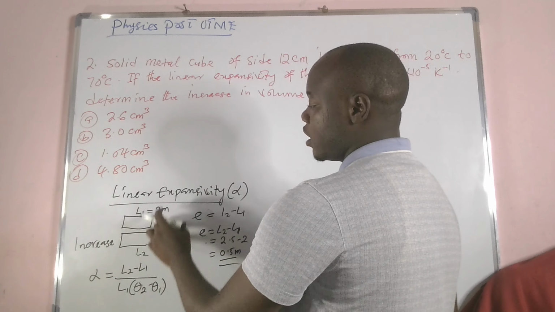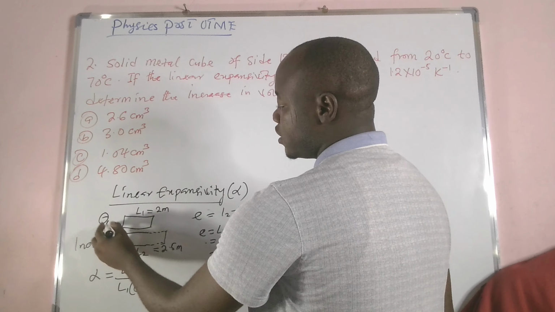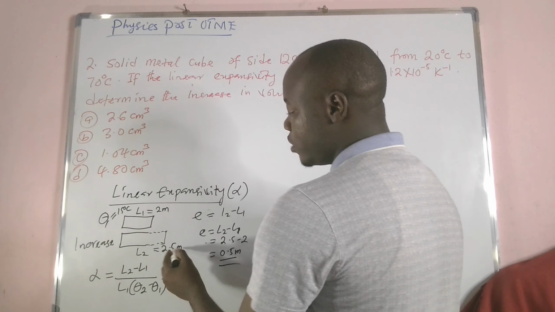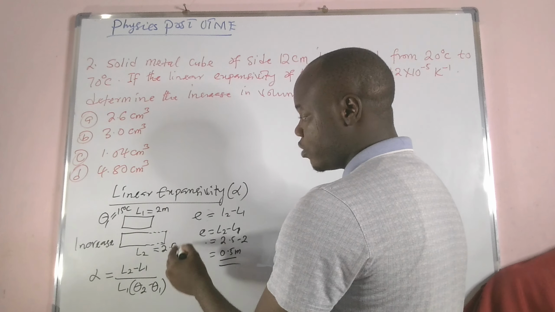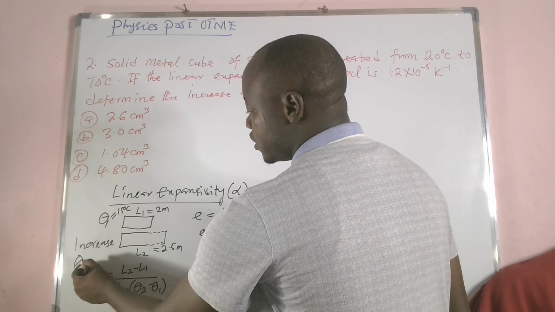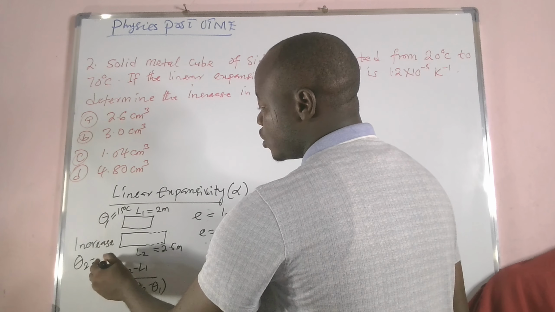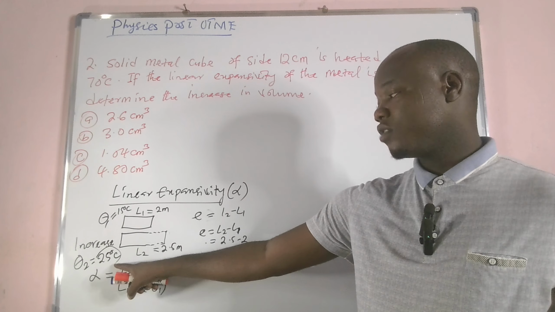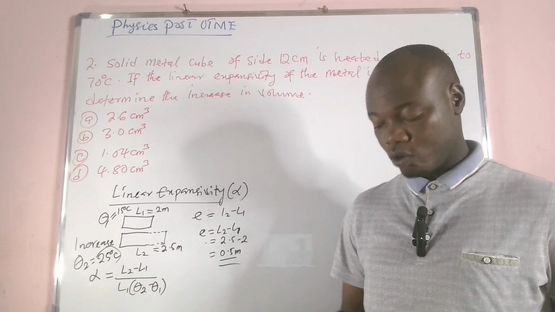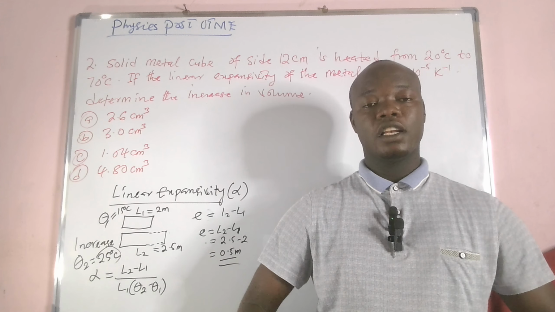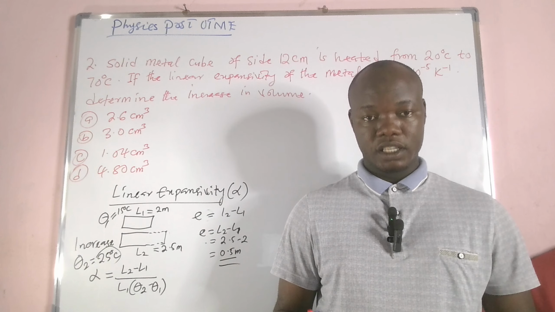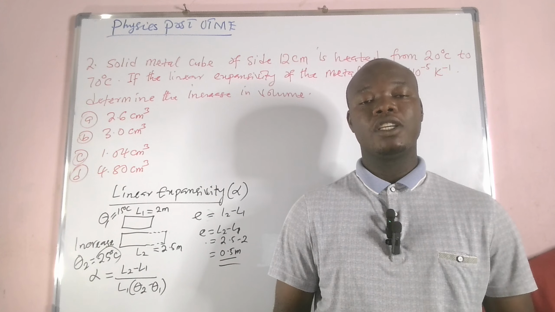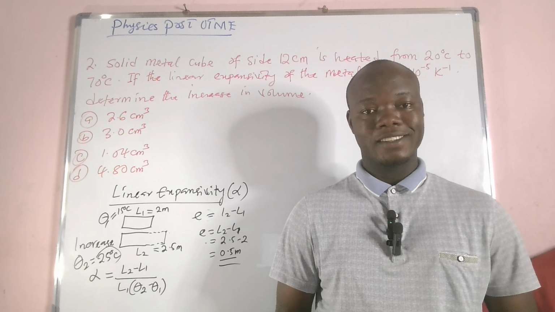Because let's say here, when we have L1, the initial temperature theta 1 at this point is 15 degrees centigrade. And maybe due to this increase of about 0.5, when the temperature increases from theta 1 to theta 2, let's say theta 2 here is 25 degrees. So you see, due to the increase in temperature from 15 to 25 degrees centigrade, it leads to an increase in length. So when we say linear expansivity, it means an increase in length for unit length for each degree rise in temperature, meaning that when there is an increase in temperature, there is going to be an increase in length.